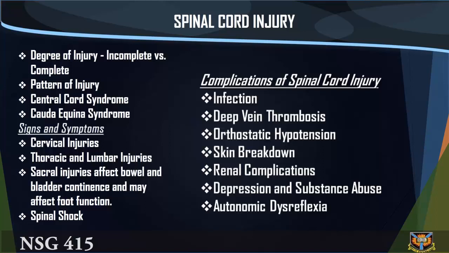The classification for someone with a complete injury is AIS A. AIS stands for ASIA Impairment Scale. ASIA stands for the American Spinal Injury Association. This is the internationally accepted scale. An incomplete spinal cord injury is classified as an AIS B, C, D, or E.